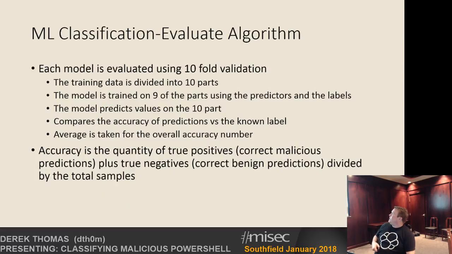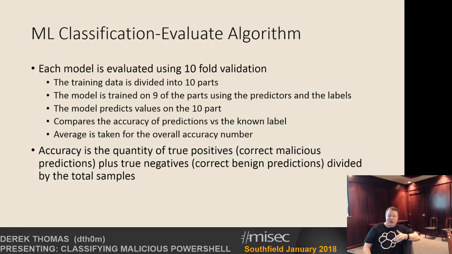Each model is evaluated using 10-fold validation. The training data is divided into 10 parts, and we do that 10 times. We train on 9 parts and test the accuracy on the 10th. Accuracy is the true positives plus true negatives, divided by the total sample. So the ones we correctly guessed were benign, and the ones we correctly guessed were malicious, divided by the total amount.